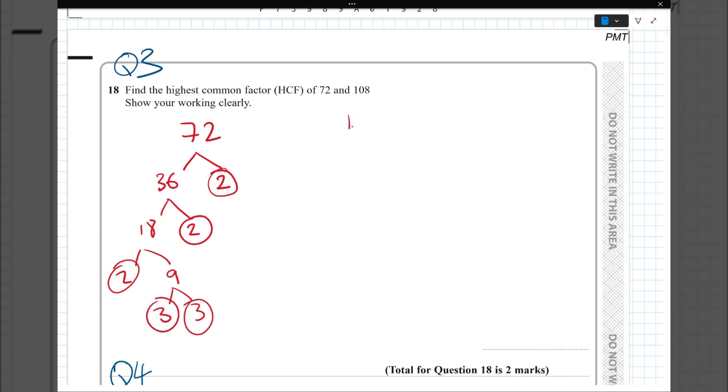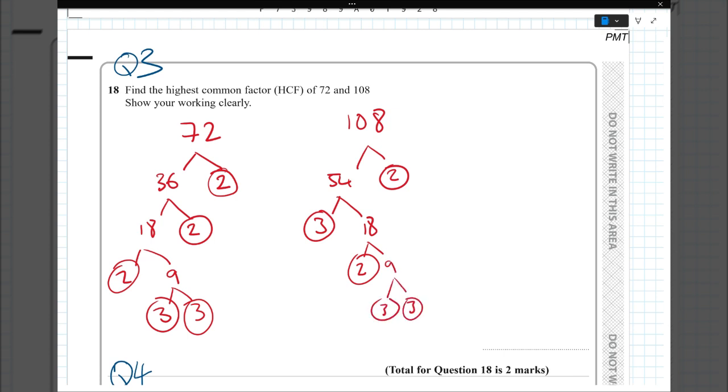Alright, so next lot, 108. So that's 54 and 2. 3 and 18, for the darts players, treble 18 is 54. 2 and 9, and then we've got 3 and 3.